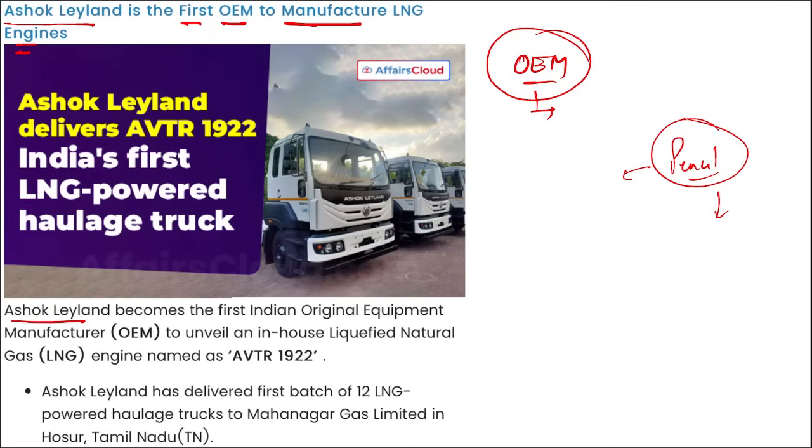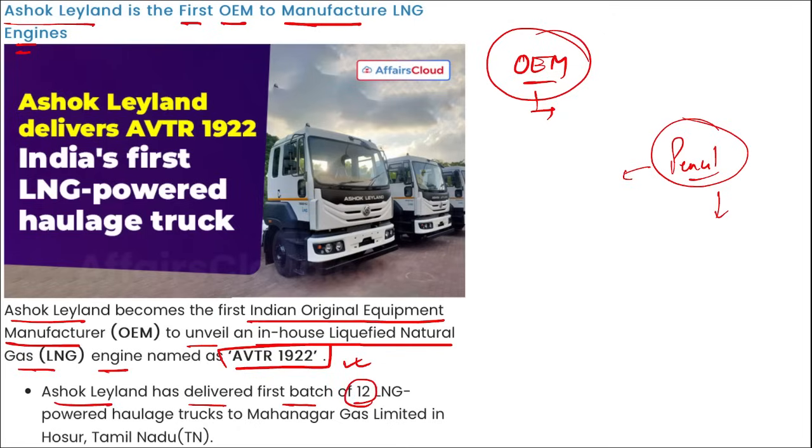and that is considered to be OEM service. So Ashok Leyland became the first Indian original equipment manufacturer to unveil an in-house LNG, that is liquefied natural gas engine, named AVTR 1922. Correct, this is the name of the in-house LNG engine, and Ashok Leyland has delivered the first batch of 12 LNG powered haul trucks to Mahanagar Gas Limited in Tamil Nadu. Correct? Mark this. So Ashok Leyland delivers the AVTR 1922, India's first LNG powered haul truck, and with this Ashok Leyland became the first OEM manufacturer of LNG engines.